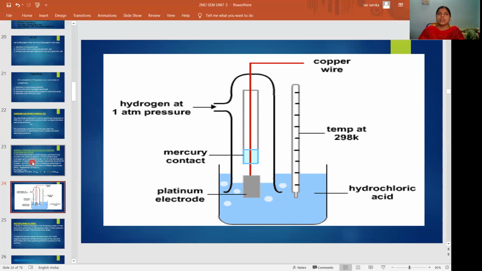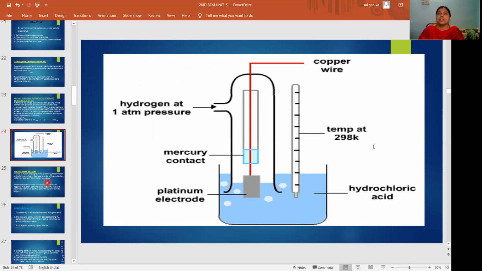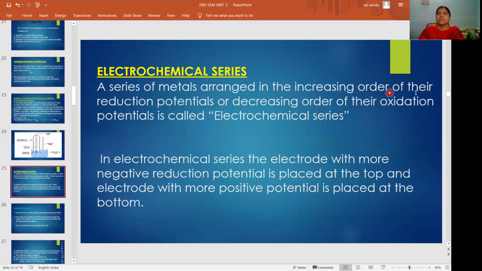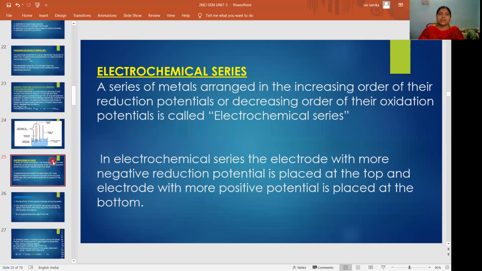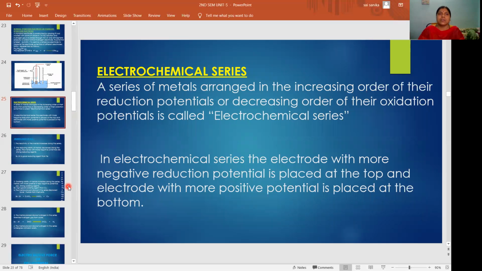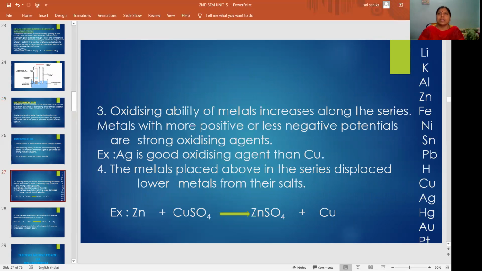Okay. Then electrochemical series means the series of metals arranged in increasing order of reduction potentials, or decreasing order of their oxidation potentials. The reactivity of the metals increases along the series. Here I have given the series from lithium to platinum. Topmost elements are good reducing agents and bottommost elements are good oxidizing agents.